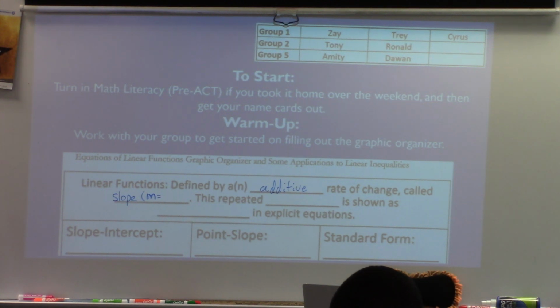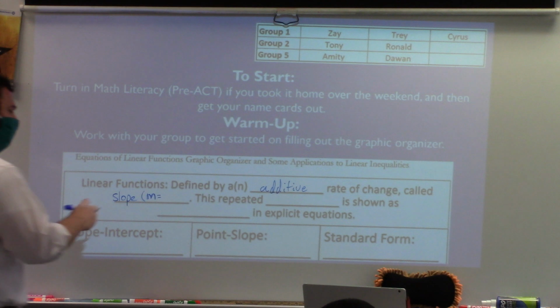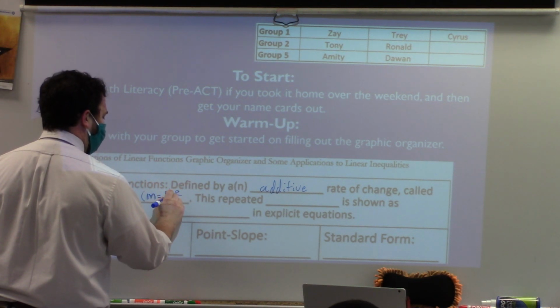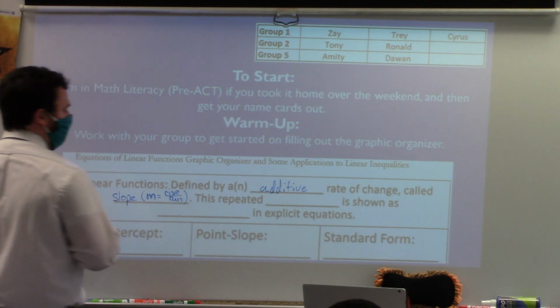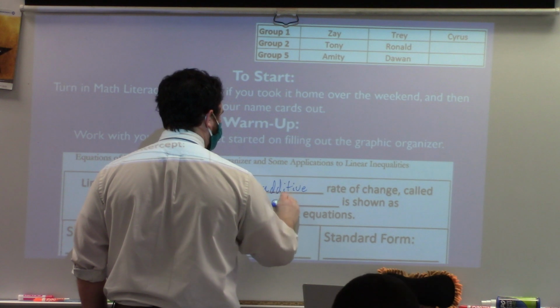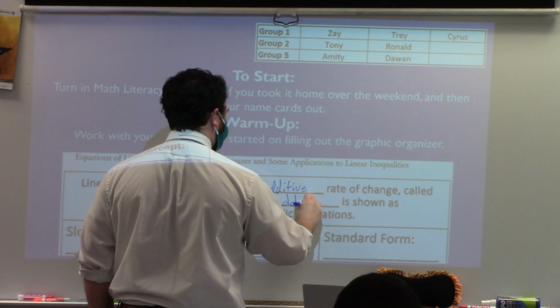Language. There we go, thank you. It's not bad language, just need to be more careful and intentional with our language. The word over does not have a mathematical meaning, but if I say rise divided by run, that indicates the mathematical operation division. That has mathematical meaning. It is a ratio between the rise and the run of that linear function. This repeated addition is shown as what? Thank you.